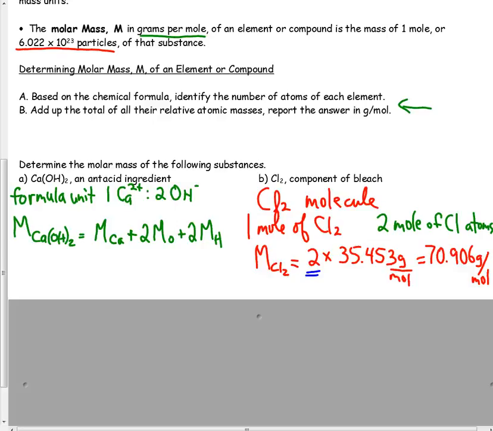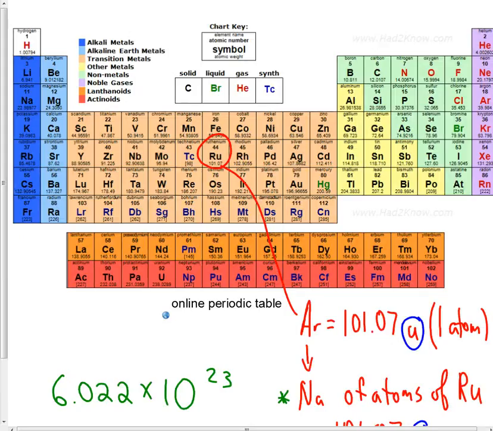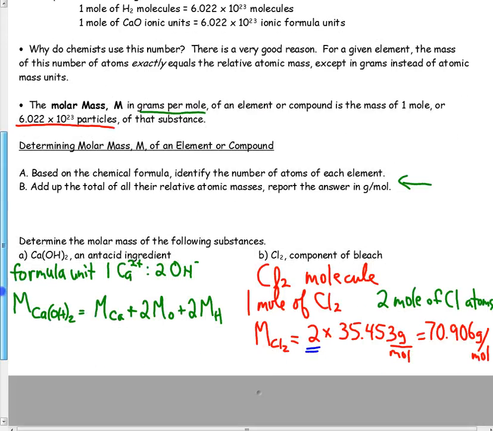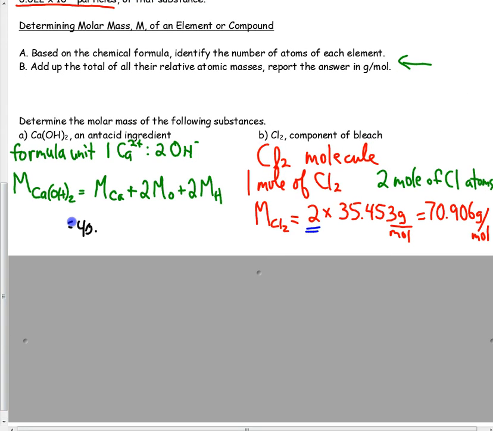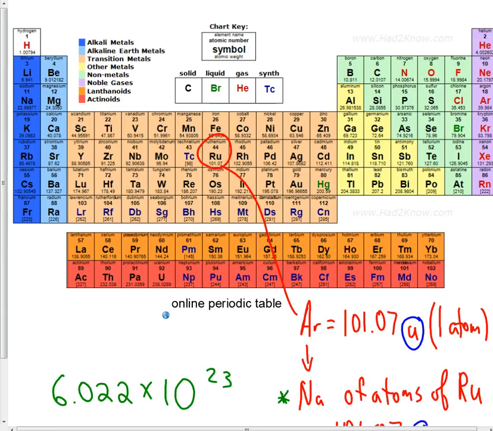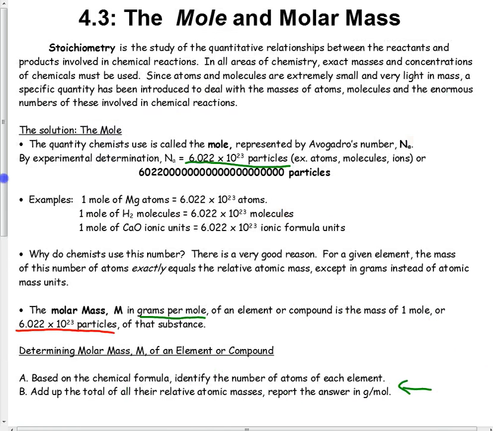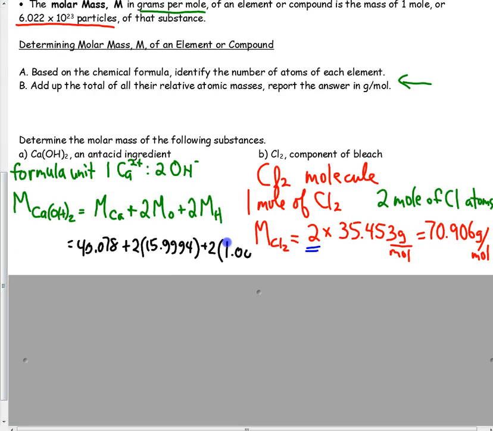So we would go to our periodic table, and look at the relative atomic masses for calcium, oxygen, and hydrogen. Pretty soon you get pretty good at memorizing some of these numbers. The ones you use more commonly, like carbon, nitrogen, oxygen, hydrogen, you'll start to remember those. Calcium is 40.078, and twice 15.9994 for oxygen, and twice hydrogen at 1.00794. It's a little bit more precision there. Okay, so that finishes it off.